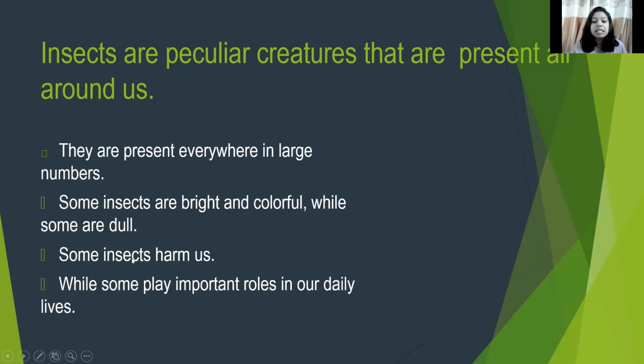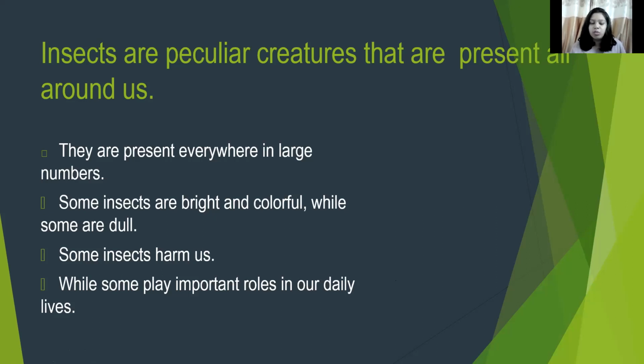Some insects harm us, isn't it? For example, a honeybee. If it stings us, what happens? It swells up, so it harms us. And also the mosquito: when it bites us, it sucks our blood, it itches, and a small boil appears on our skin, isn't it, children? So some insects harm us, while some play important roles in our daily life.